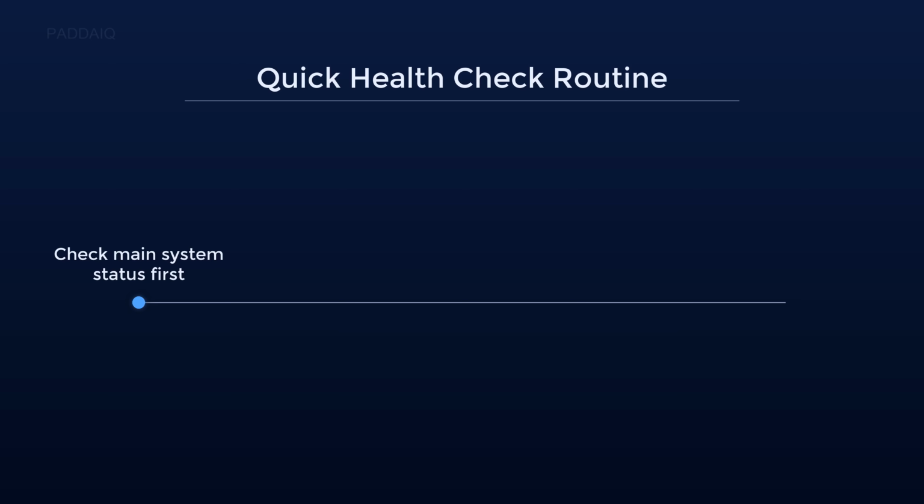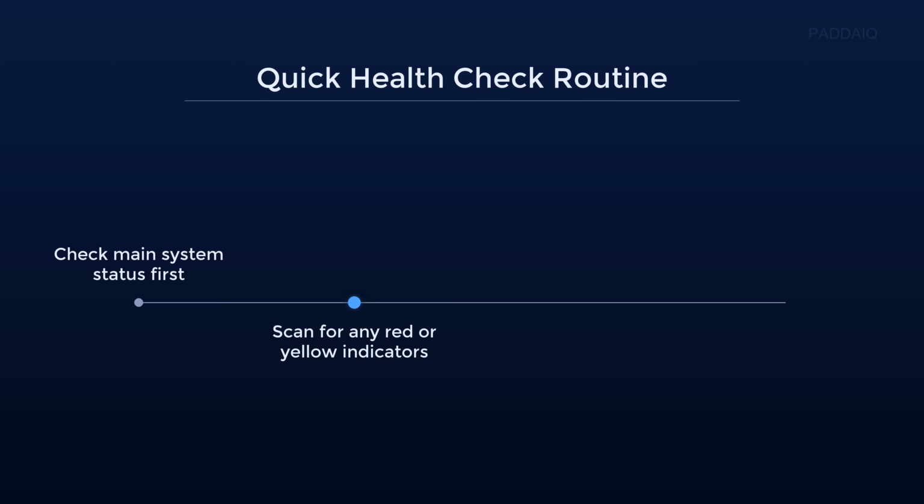Let's run a quick health check. Check main system status first. This means verifying the overall SAP BTP platform is running normally before investigating specific issues. For instance, if your application is slow, first confirm no platform-wide incidents are reported. This initial step saves time by ensuring you aren't troubleshooting a problem that isn't yours to fix.